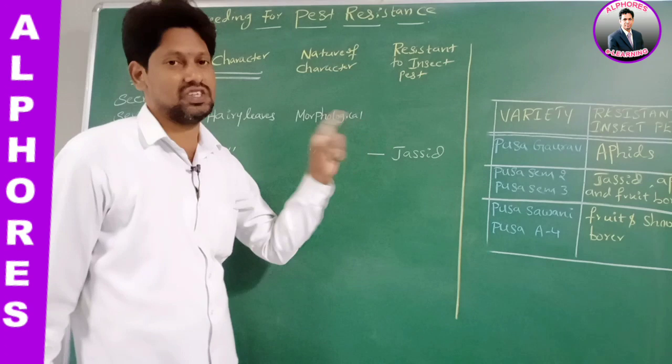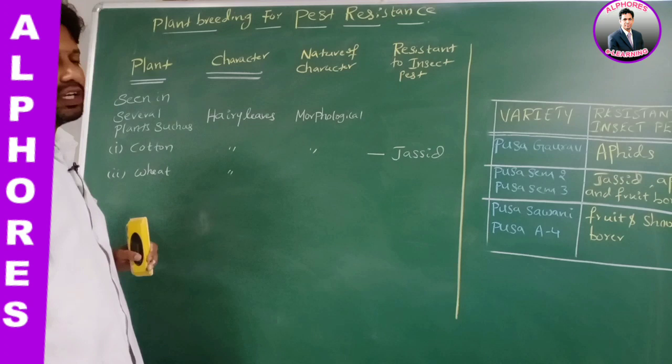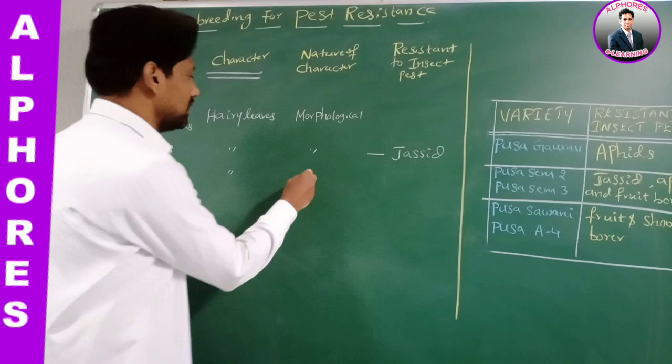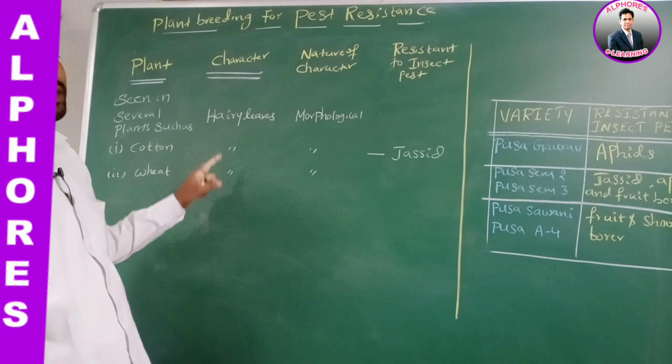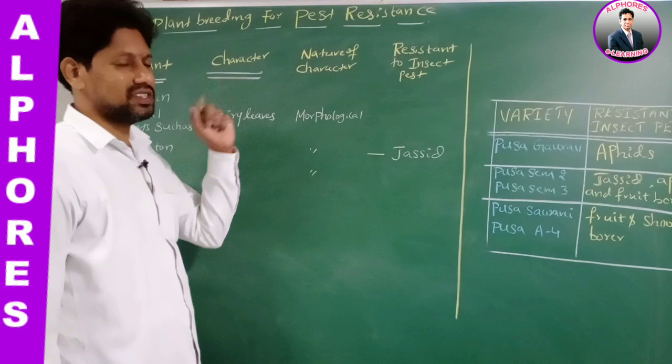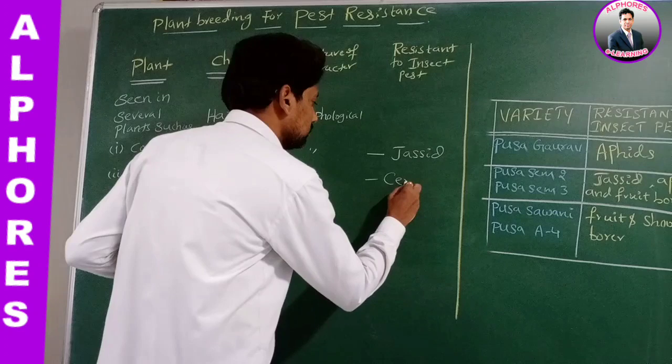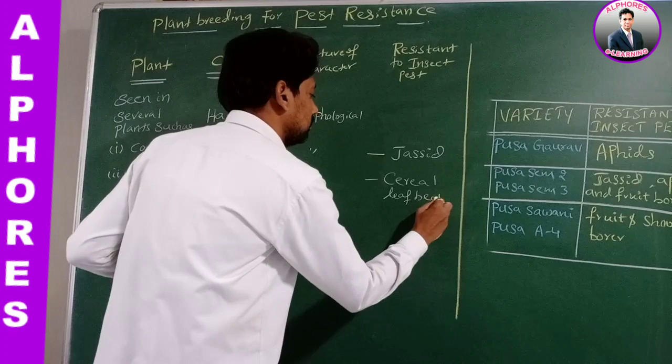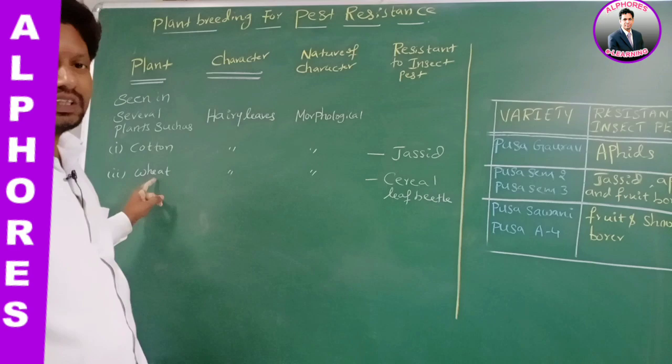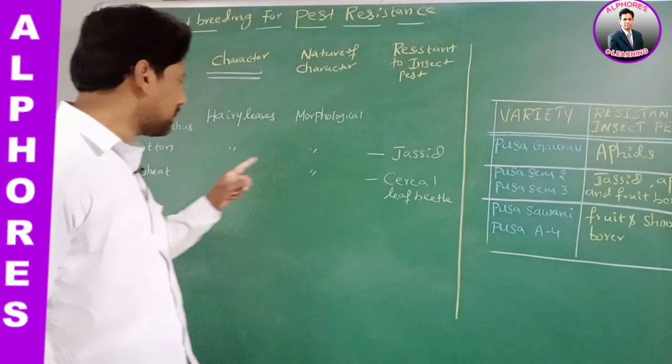Number two, wheat. In the wheat plant also you can see which leaves, sir? Hairy leaves. Hairy leaves, which character? Morphological character. Due to the presence of hairy leaves in the wheat plant, the wheat becomes resistant for which pest, sir? Cereal leaf beetle. Therefore, the wheat plant became resistant for cereal leaf beetle due to the presence of hairy leaves.